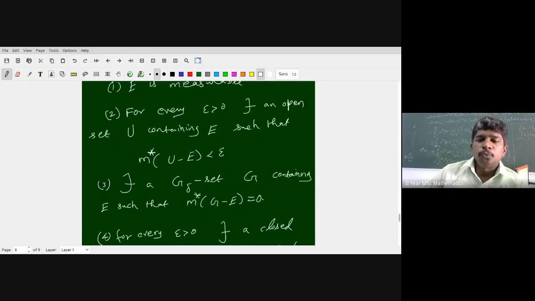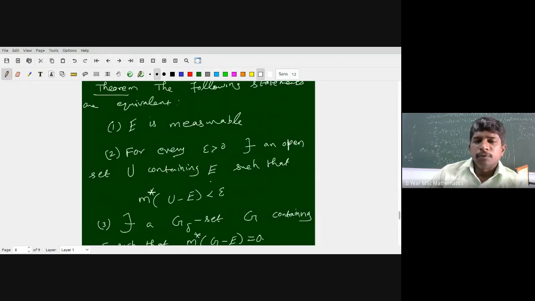So we prove the results one by one. If we assume E is measurable, then we write M of U minus E. No need to write M star. Once E is measurable, you write M. If you don't know about the measurability of E, we calculate the outer measure.